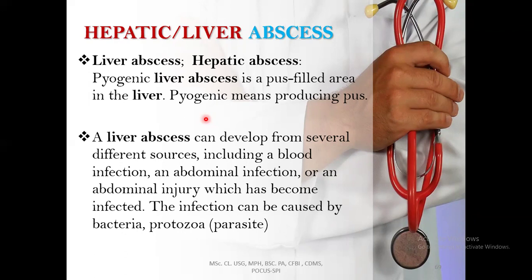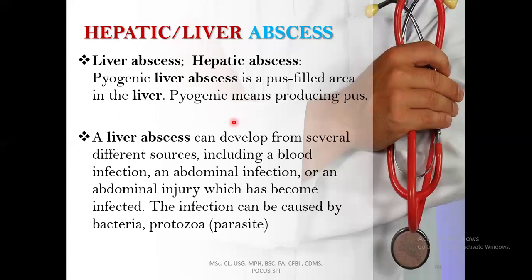It produces pus. Pus is what? When you have a pimple and you see some whitish, yellowish fluid, you pop the pimple, the fluid that comes out is pus. When you have a boil and you pop it, you see the yellowish, whitish fluid coming out. That's pus. So when we say hepatic abscess, it is coming from what?